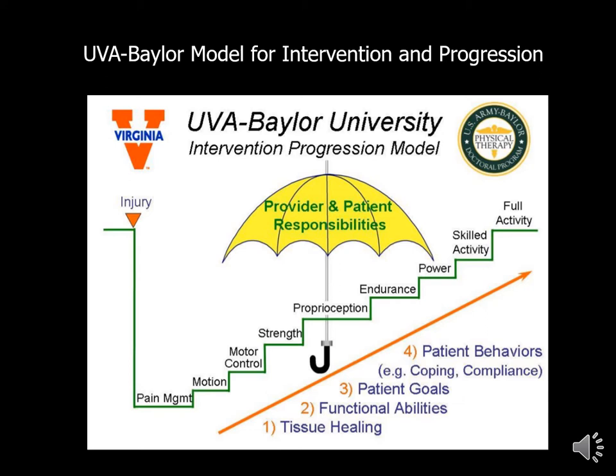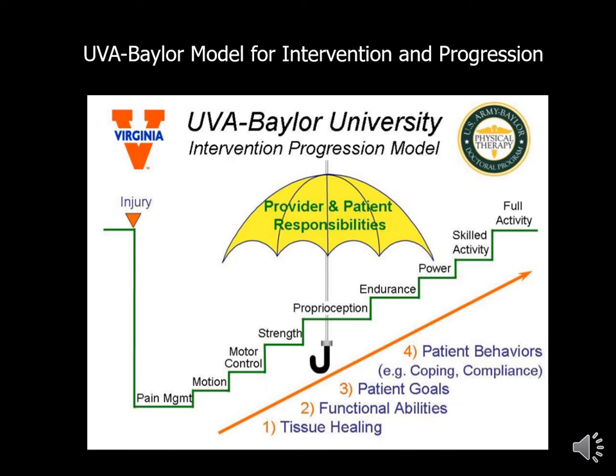And you've discussed rehabilitation principles last semester as well as this semester, and it's just important to review some key principles again. And so this is the University of Virginia and Baylor model for intervention and progression. And this particular slide shows that following injury, this stepwise approach to rehabilitation. And I think what's important there most is if you're dealing with pain, that has to be appropriately managed. And then once pain is under control, you can begin to work on things like motion and motor control and strength. I think that you can certainly do some of that concurrently.